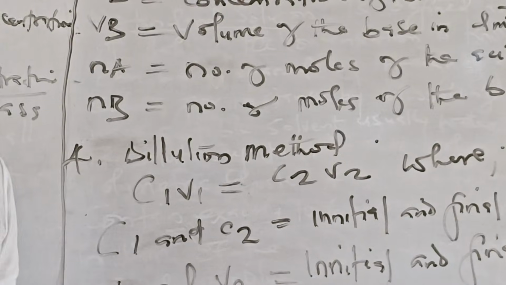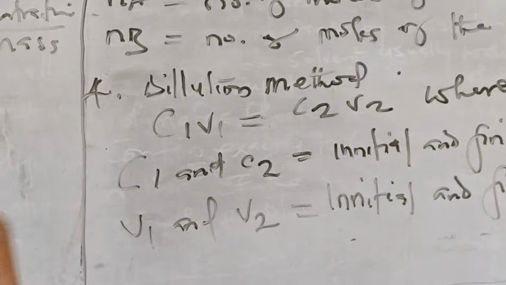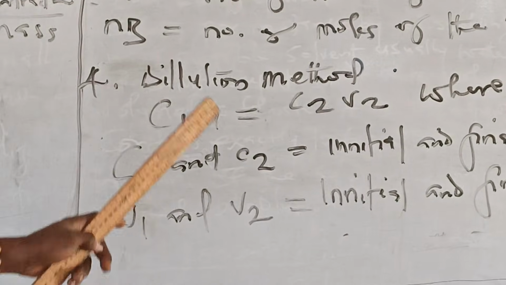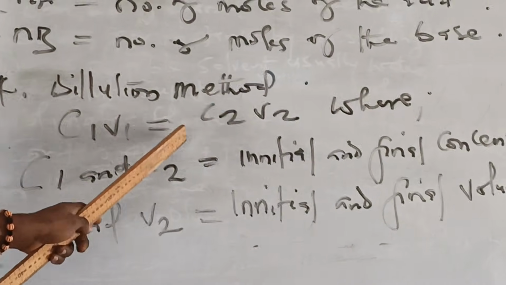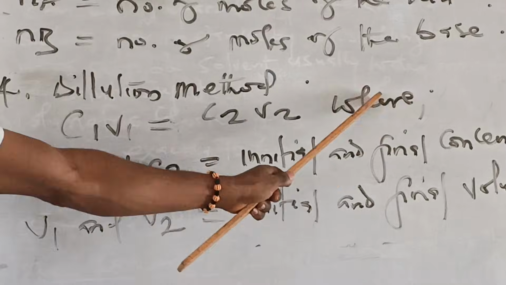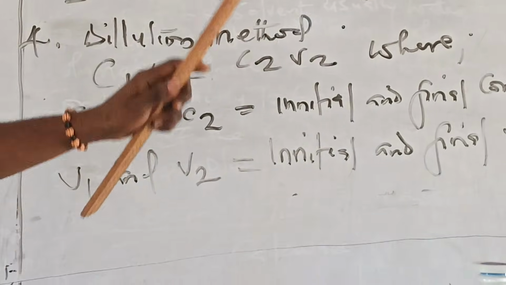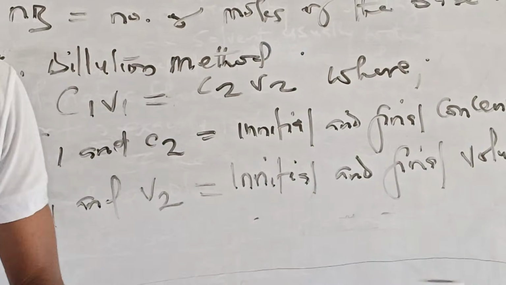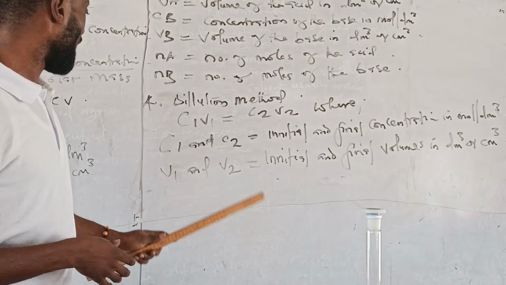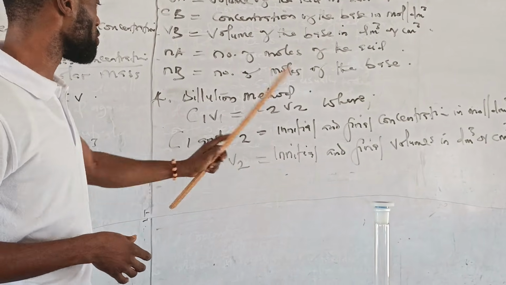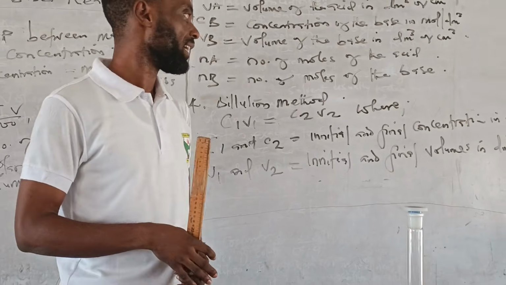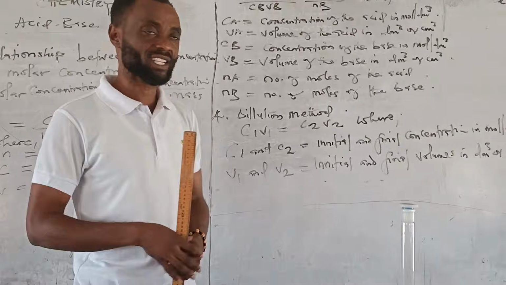And then the fourth method here is called the dilution method. We have it as C1V1 equals C2V2, where C1 and C2 stand for the initial and final concentration in mole per dm cube, and V1 and V2 stand for the initial and the final volumes in dm cube or cm cube.